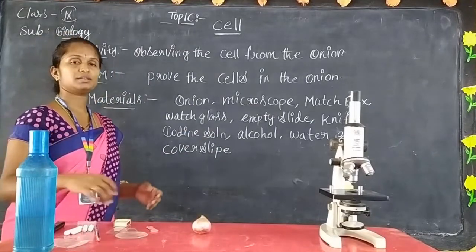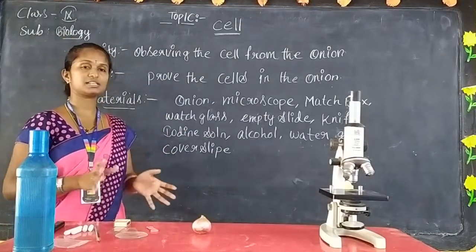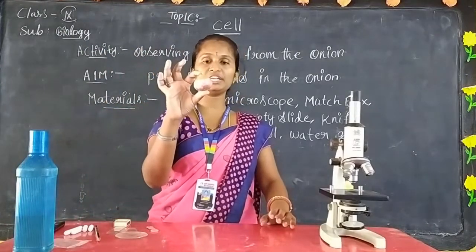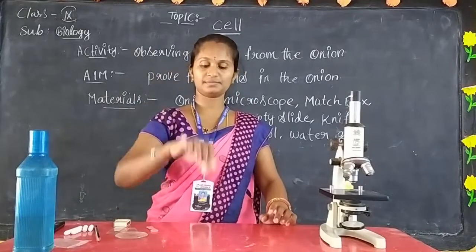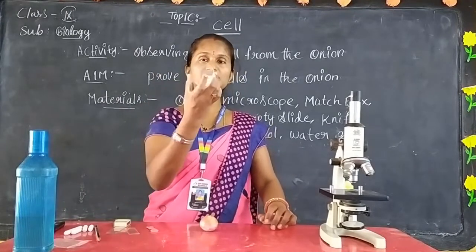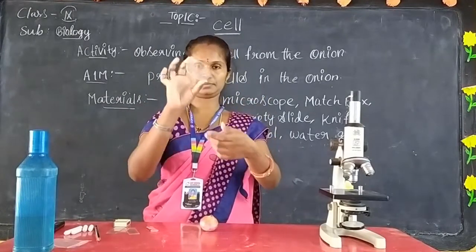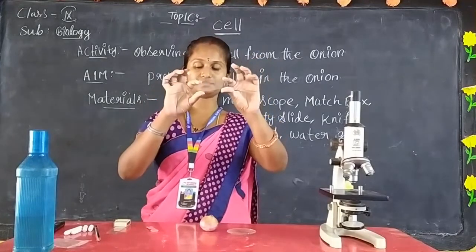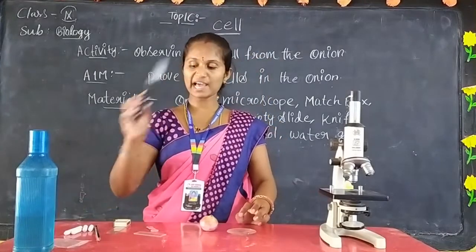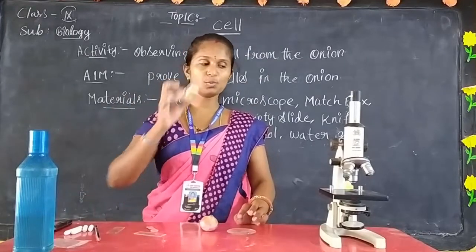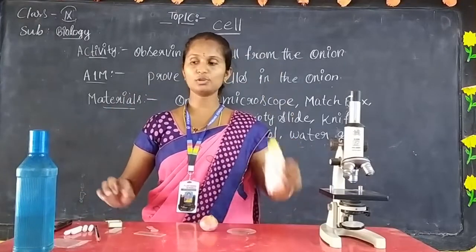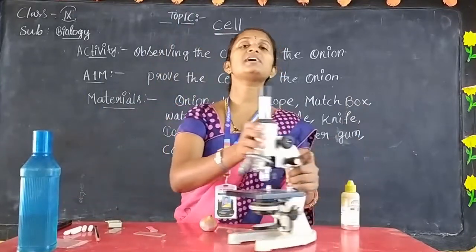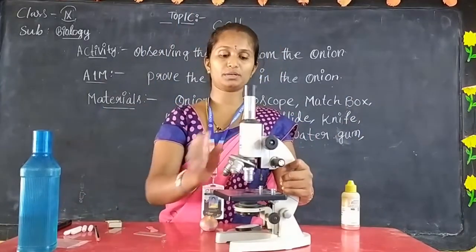When we are going to start the experiment, we first discussed the materials. I am going to take the one onion. This is the full onion, and this is the watch glass. This is the empty slide, and one knife, and matchbox, and iodine solution, and water, and this is the microscope.